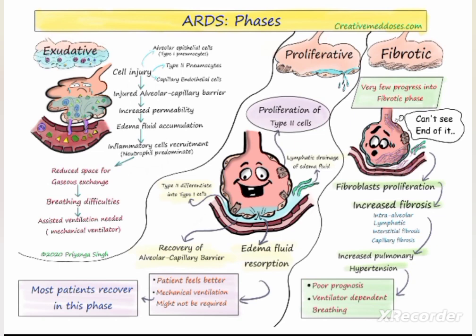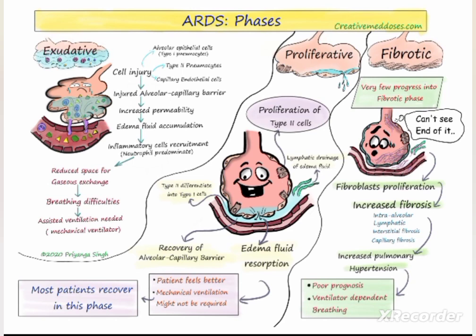Next one, proliferative phase. Proliferative phase means here there will be proliferation of type 2 cells. Here there will be lymphatic drainage. So the interstitial edema will be reduced, and there is recovery of the alveolar capillary barrier. Patients feel better here, though sometimes there will be need of mechanical ventilation. So that is the proliferative phase.